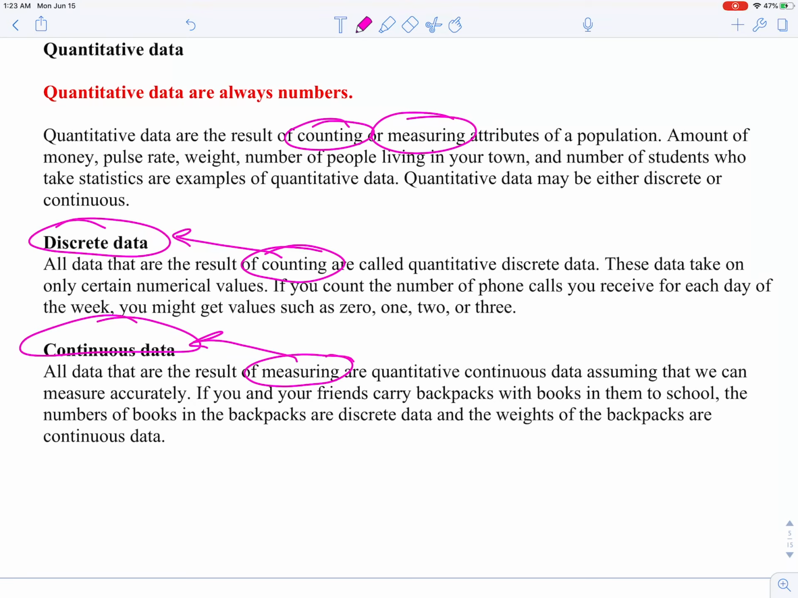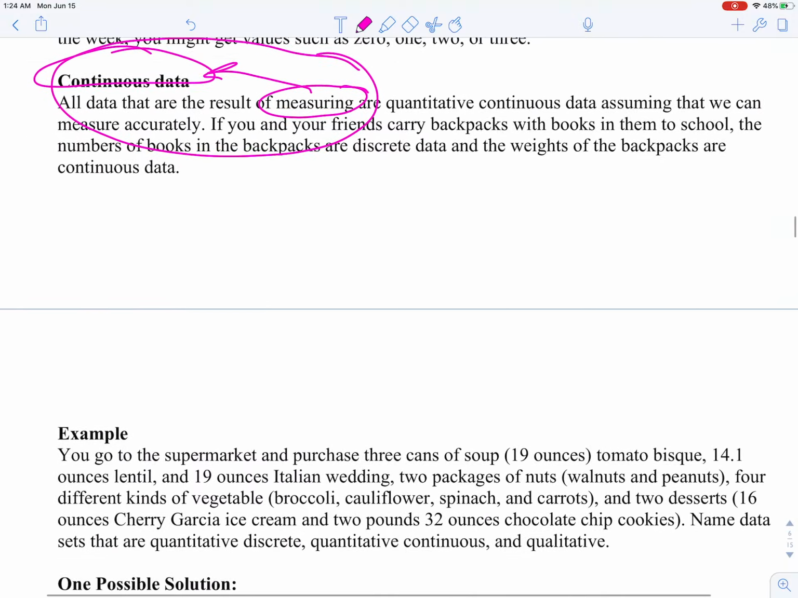So continuous data. Okay, and again, real quick, discrete, something we can count, continuous, something we can measure. That's important. You will see those on tests and quizzes and homework. Okay.